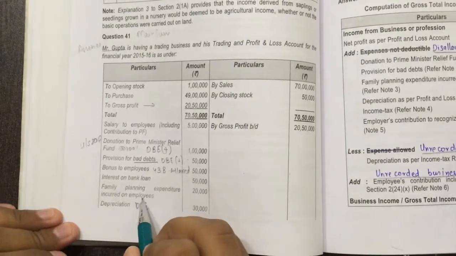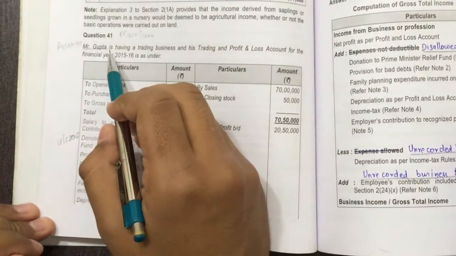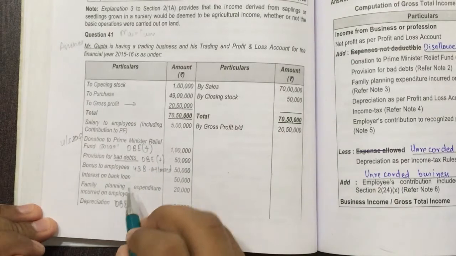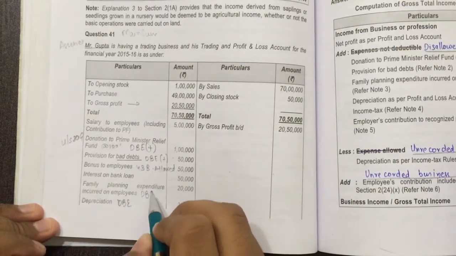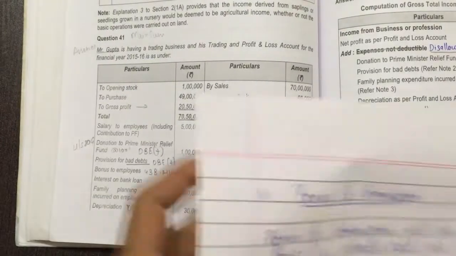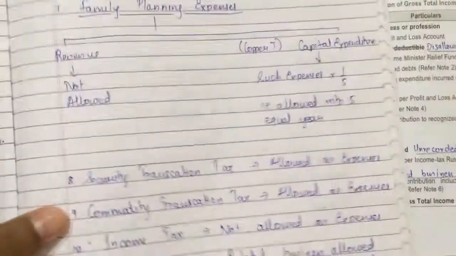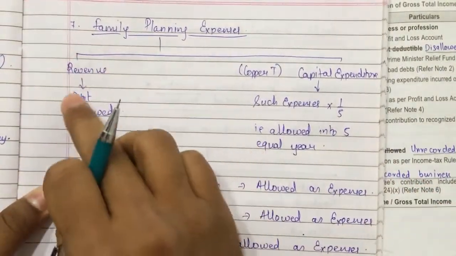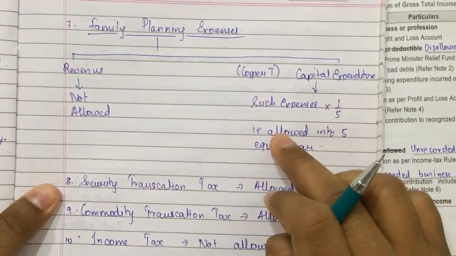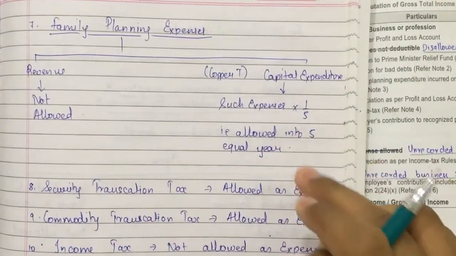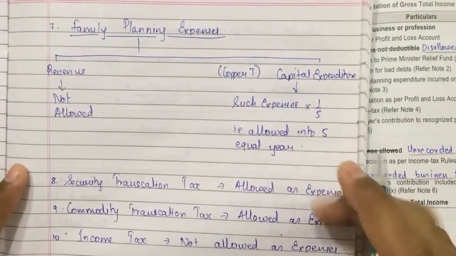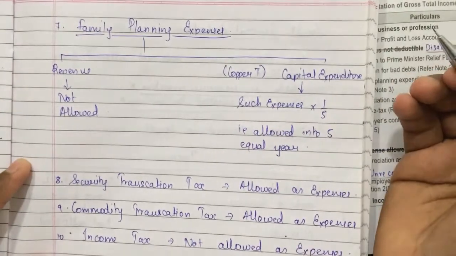Family planning expenditure incurred on employees. Since Mr. Gupta is an individual and not a company, these expenses will be disallowed business expenses. So add it back. You'll get the reference now properly. See, family planning revenue not allowed, capital expenditure. Such expenses will be allowed to a company only. I have not written that over here, I guess.